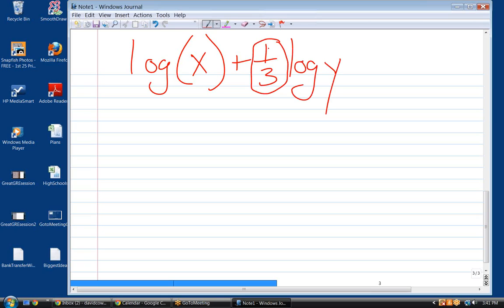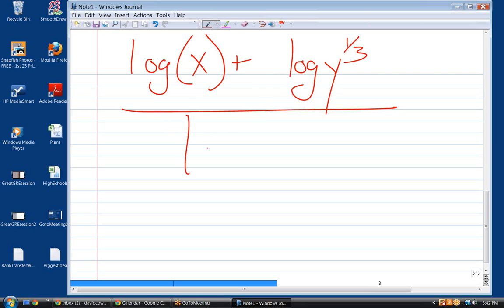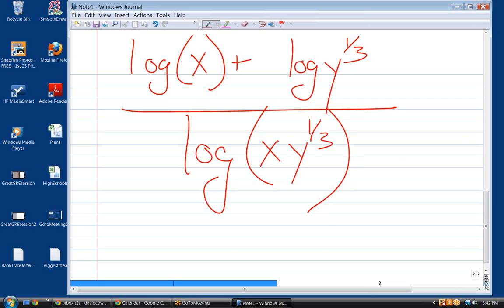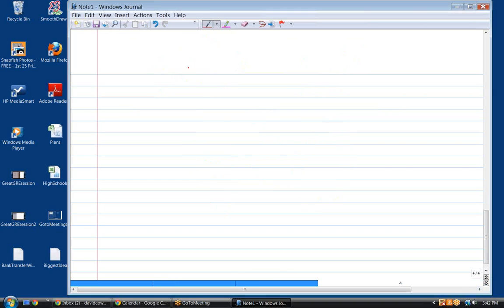Okay, we want to handle the coefficients first. So what can I do with this 1/3? Make it log y to the 1/3. Now it becomes a simple process of combining both of those. What is it? So it'll be log x times y to the 1/3. Exactly. Okay? Sweet.